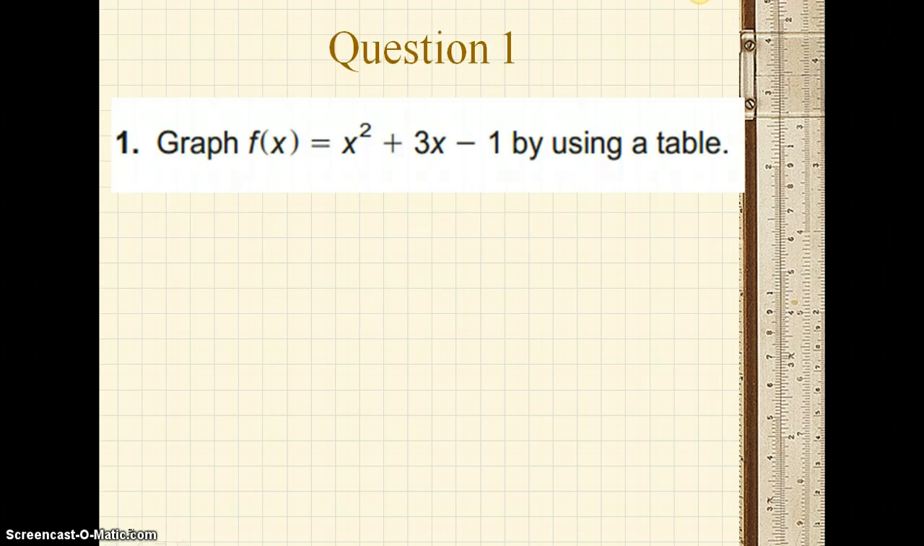It says graph f of x is equal to x squared plus 3x minus 1 by using a table. I specifically stated you did not need to actually graph it as long as the table was correct. How you build the table is very important. The first thing that you want to do, so step 1, is to find what I like to call the middle x. It's the x value of your vertex, though.